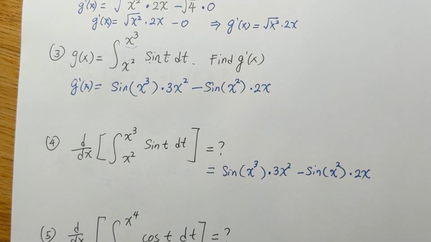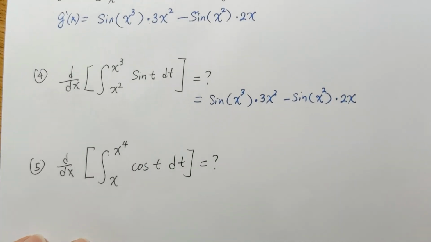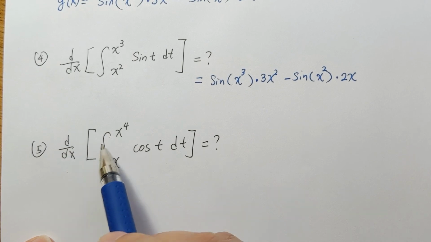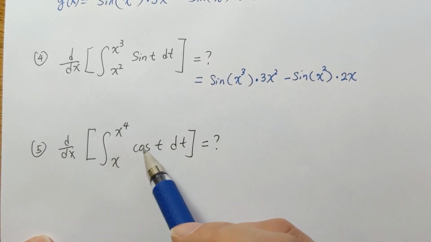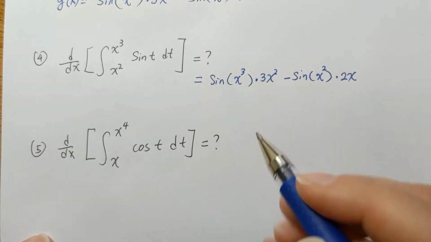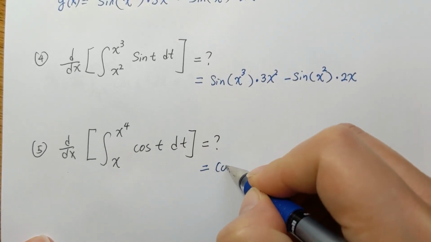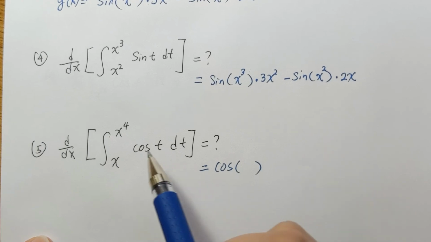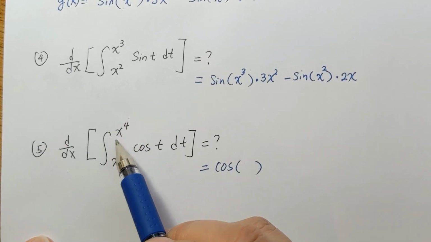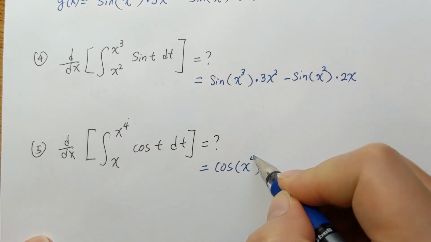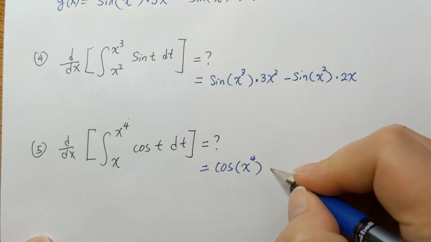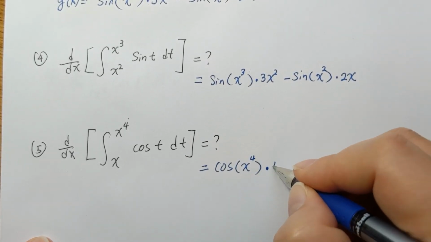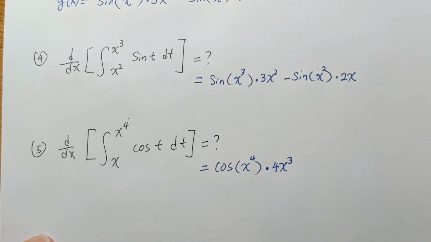So we finished number 4. Let's take a look at number 5. Number 5, you had to find the derivative of the integral from x to x^4 of cosine t dt. So now you are going to put cosine parentheses. You keep the cosine, and then you substitute x^4. And then you multiply by the derivative of x to the 4th power, which is 4x cubed.